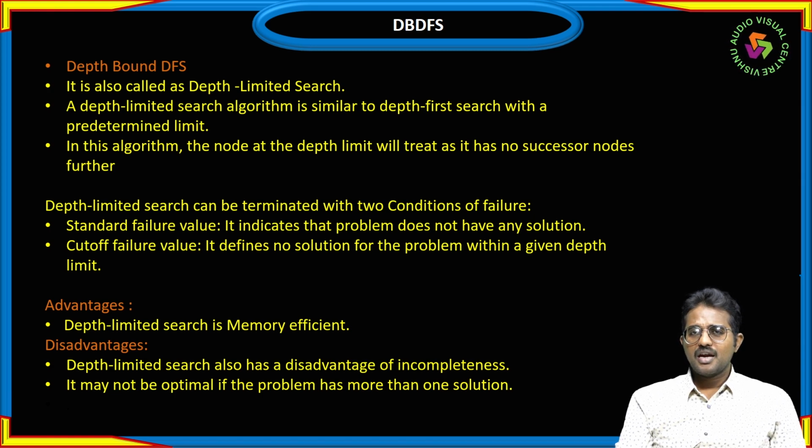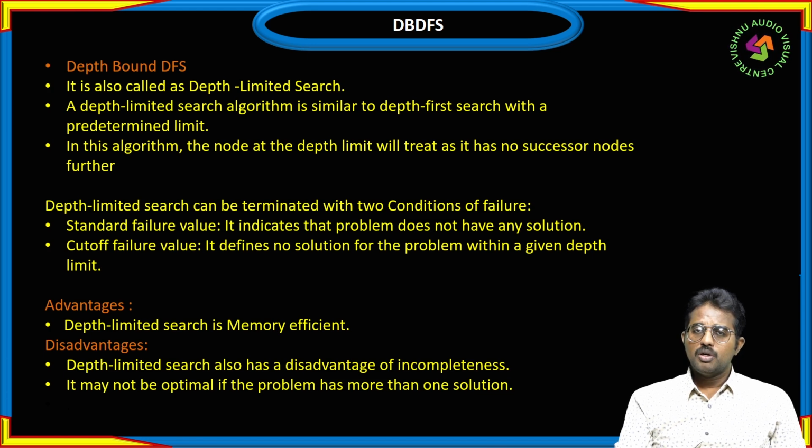This depth limit search will have two different types of exit conditions. The first one is the standard failure condition. In this condition, the goal node we are searching for is not present in our system. The depth-bound DFS will execute the graph within the depth limit, and if the goal node is not there, it will report that the goal node is not present in our problem.